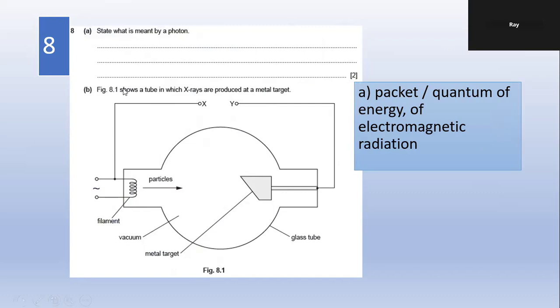Figure 8.1 shows a tube where X-rays are produced at a metal target. Okay, that's a filament. That's your X and Y. There's your metal target. There's your glass tube. There's your vacuum. And then your particles.